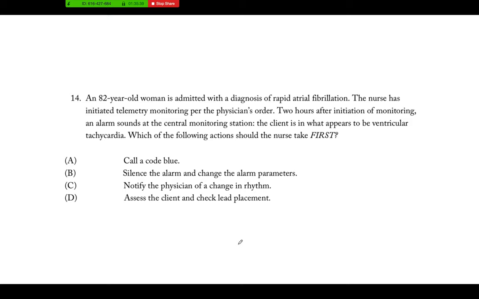Okay, next. An 82-year-old woman is admitted with a diagnosis of rapid AFib. The nurse has initiated telemetry monitoring per physician's order. 2 hours after initiation of monitoring, an alarm sounds at the central monitoring station. The client appears to be in ventricular tachycardia. Oh no. So which of the following actions should the nurse take first?